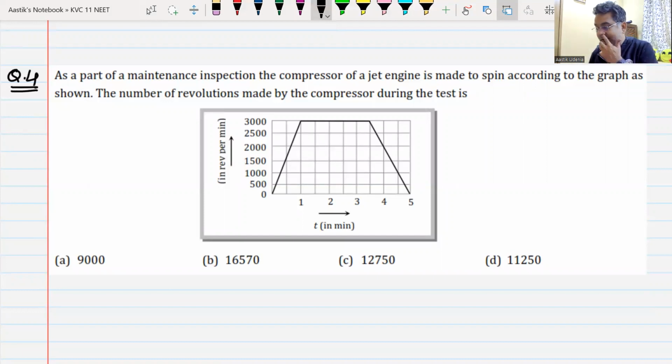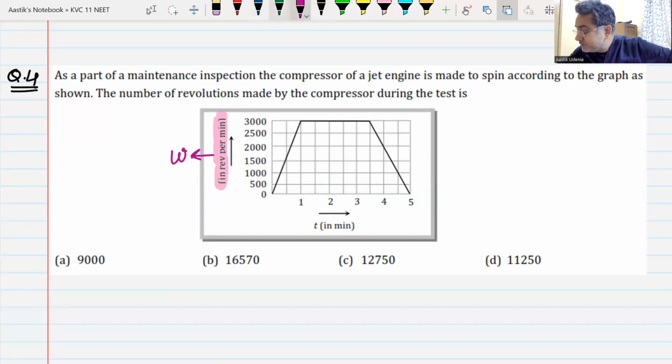As a part of maintenance inspection, the compressor of a jet engine is made to spin according to the graph as shown. What is the number of revolutions made during the test? On the left hand side, you can see is revolutions per minute. Revolution per minute is actually omega. Do you understand this? Revolution per minute is omega. Yes or no?